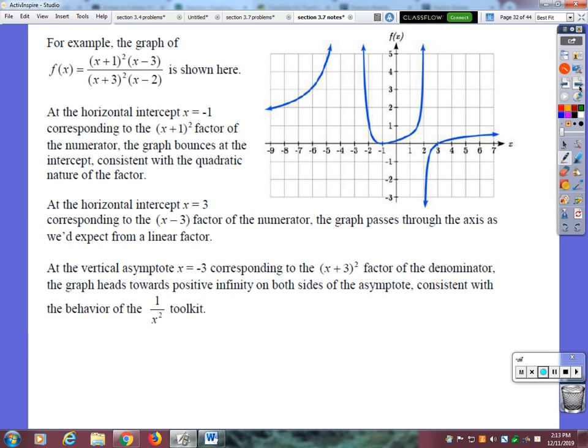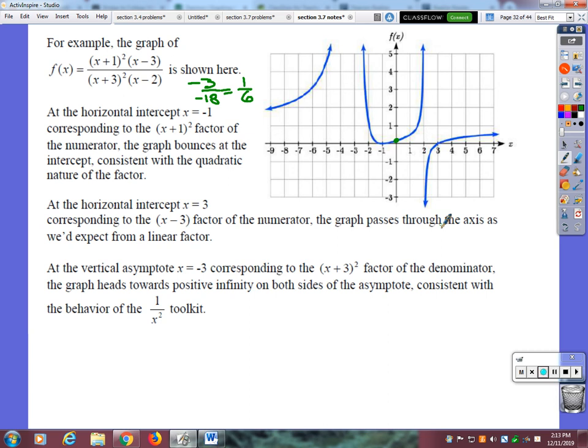Okay, so if I plug in 0 for x, then I can really quickly find the y-intercept. This would be 1 times negative 3. This is 9 times negative 2. So that would be negative 3 over negative 18. So in this case, the y-intercept is 1/6. So you can see that right here. It's really close to the x-axis, okay? So there's our intercept.